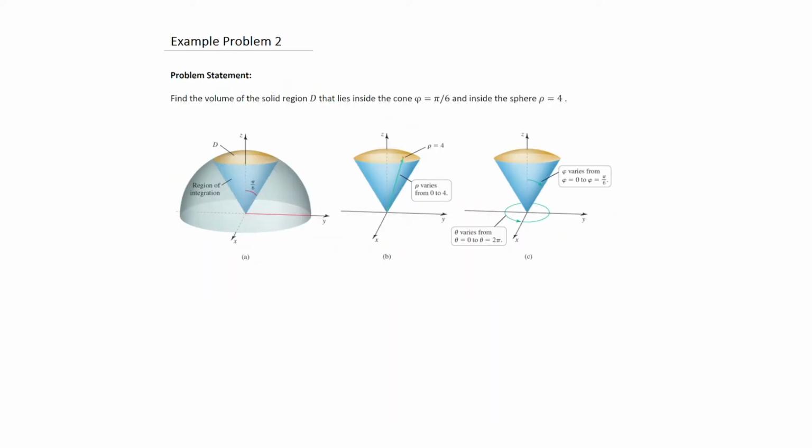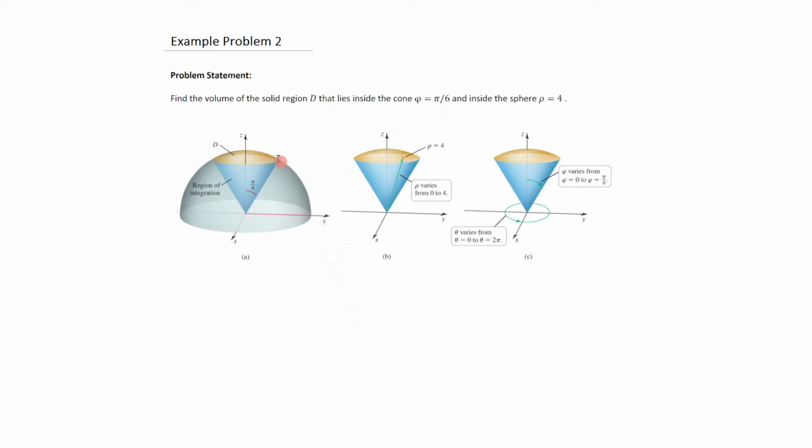All right, let's take a second problem. Find the volume of the solid region D that lies inside the cone phi equals pi over 6 and inside the sphere rho equals 4. So if I were to draw a picture of that, I would basically have a sphere. This is rho equals 4. And the cone of phi equals pi over 6. Again, phi is taken as an angle with respect to the z-axis, so this would be pi over 6.